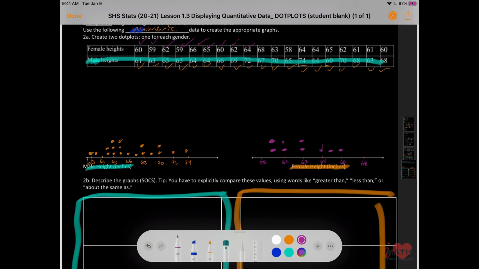64, 68, 63, 58, 64, 64, 65, 62, 61, 61, and 60.